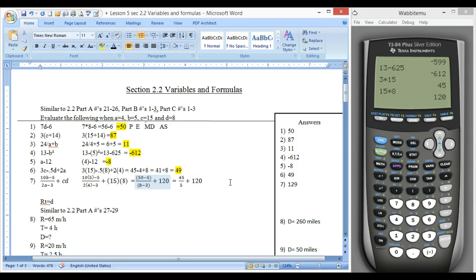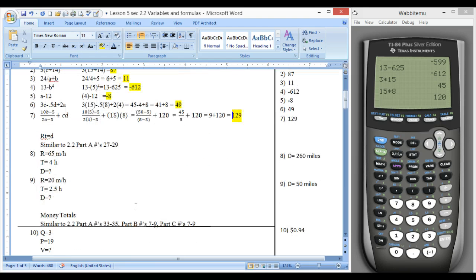Okay, so now I have 45 over 5, and I don't need to insert another equation because that simplifies to 9. Add it to 120, so I divided first. Adding and subtracting is the very last thing. Add those together and I get 129. And I'm going to highlight that as my answer.